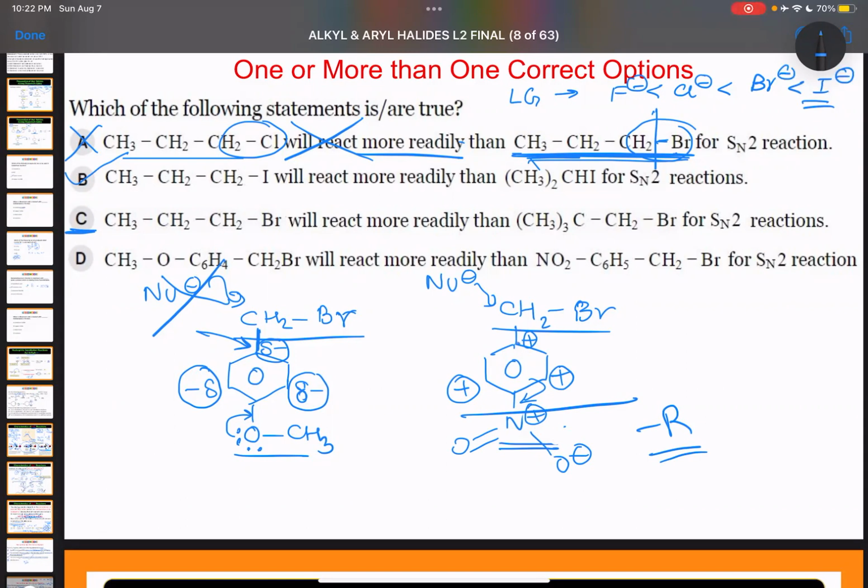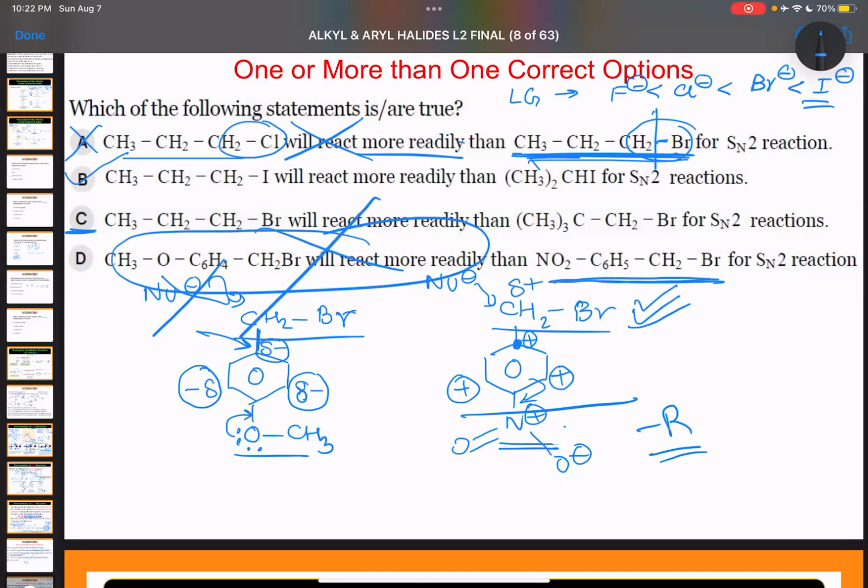So groups which are pulling electrons because of the resonance are known as groups exerting minus R. So if this is plus, it is going to make this carbon more positively charged. And more positive charge means more invitation to incoming nucleophiles. So the reaction is going to occur more quickly on this. So this is going to react more readily. Okay. So this is incorrect. Okay. So B and C options are correct.